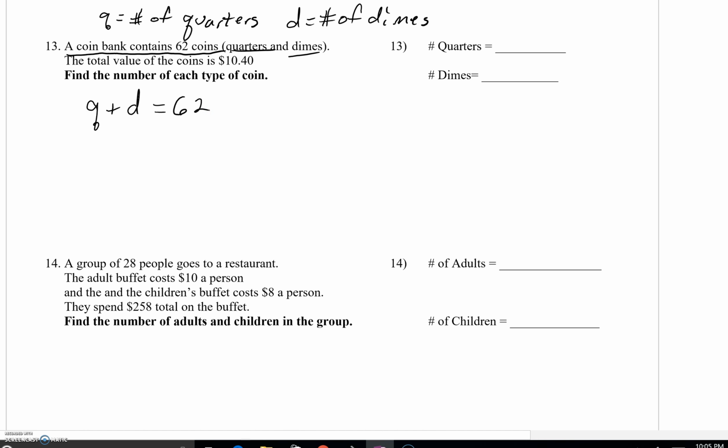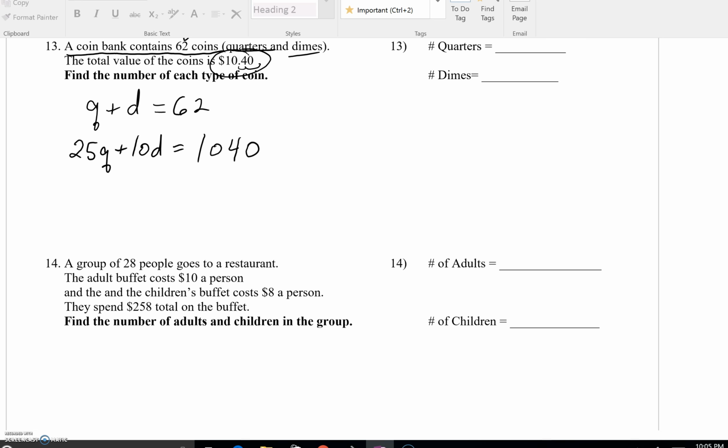From here, we can very quickly realize our second equation deals with money. And in these coin problems, at the very least, we're always going to work in pennies. So a quarter is worth 25 cents. A dime is worth 10 cents. And add those two together, you'll have $10.40. You could even multiply by 100, 10.40 times 100. It would move your decimal place 2 to the right. But that means you have 1,040 pennies, 1,040 cents.